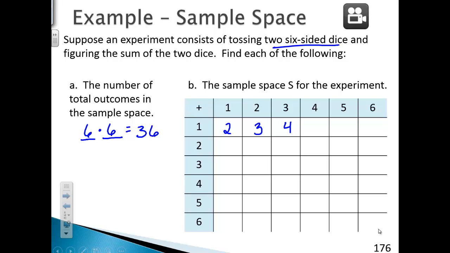So 1 plus 4 is 5, and there is going to be a pattern. 2 plus 1 is 3, and then it's going to count up. 4, 5, 6, 7, 8, and then 3 plus 1 is 4. And are you noticing in each row it's counting up as well? So 2, 3, 4, 5, 6, 7, and then 4, 5, 6, 7, 8, 9.